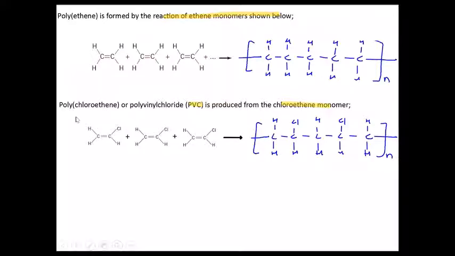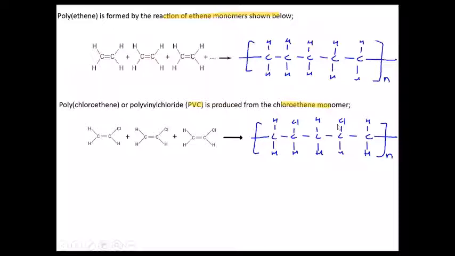All right, now another one here is polychloroethylene, also known as PVC, polyvinyl chloride, and that's produced from a single chloroethylene monomer. Again, when this polymerization happens, the double bond will break, leaving us with a single carbon-to-carbon backbone.